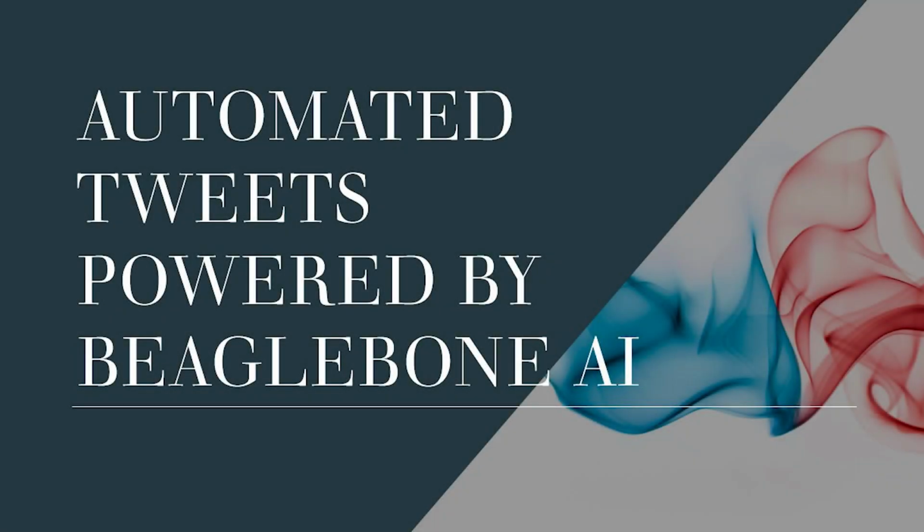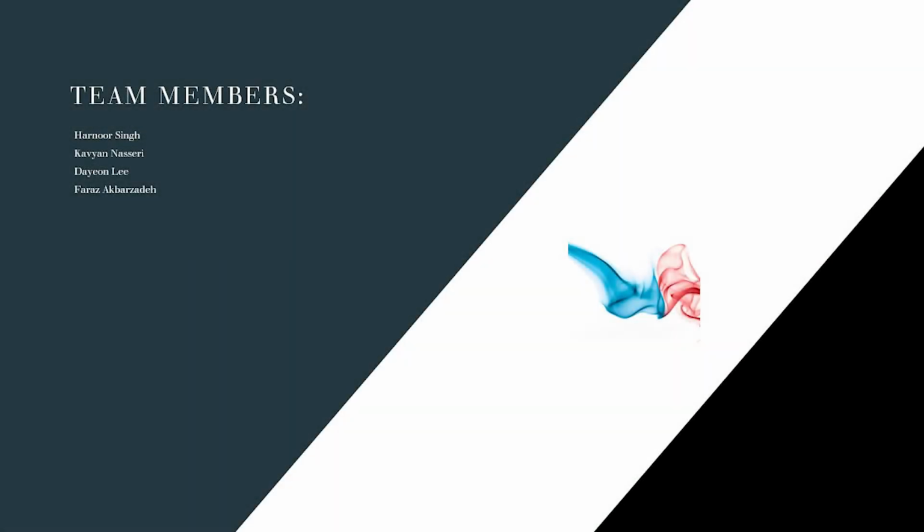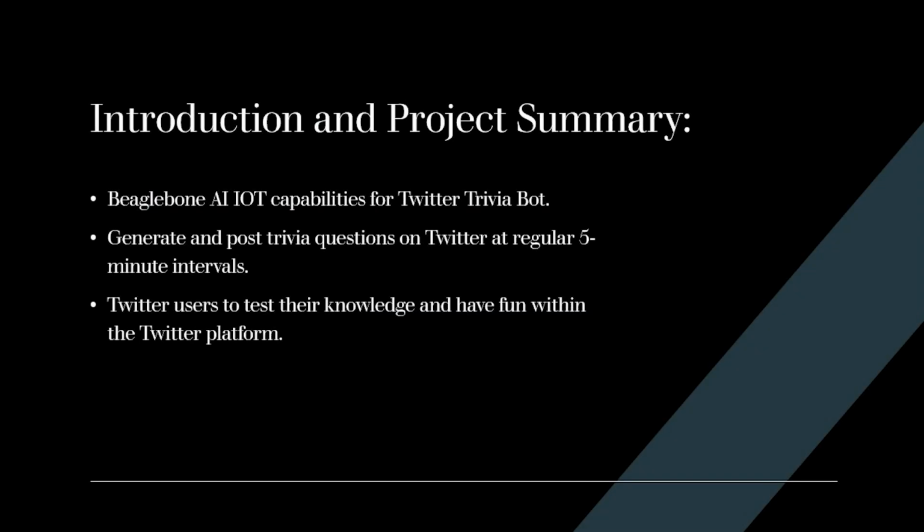Hi, our project name is Automated Tweets powered by BeagleBone AI. Our team members are Kavyan, Harnoor, Dayon, and Faraz. Our project leverages the IoT capabilities of the BeagleBone AI board to create an interactive Twitter trivia bot.